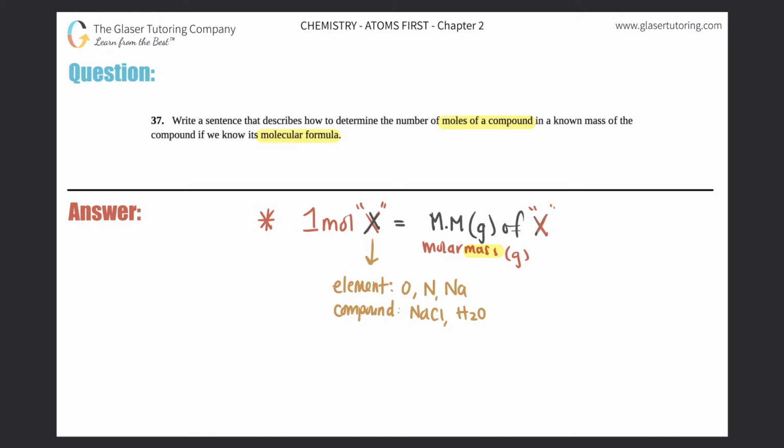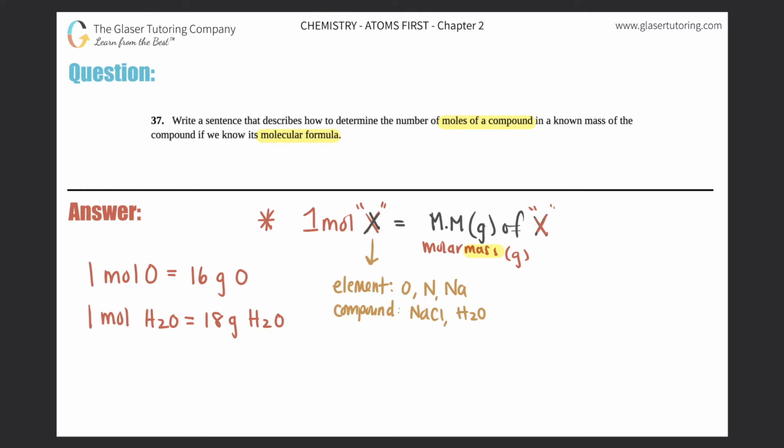So for example, 1 mole of oxygen is roughly, if we look on the periodic table, you just got to get the molar mass of that element. So it would roughly be about 16 grams of oxygen. If I did a compound, 1 mole of H2O, if I added up the molar masses of each individual element, and you guys can try this out, you would get 18 grams of H2O.